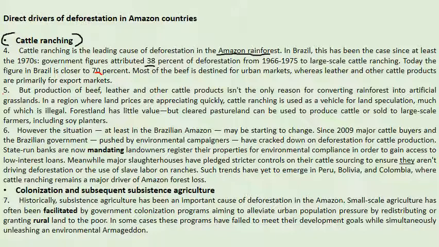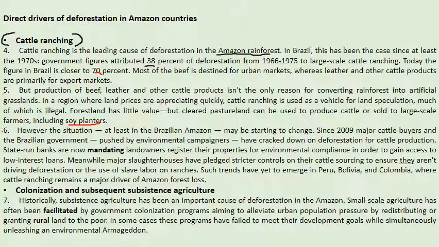But production of beef, leather, and other cattle products isn't the only reason for converting rainforest into artificial grassland, meaning farms. In a region where land prices are appreciating quickly, meaning increasing, cattle ranching is used as a vehicle for land speculation, much of which is illegal. Forest land has little value, but cleared pasture land can be used to produce cattle or sold to large-scale farmers, including soy planters.